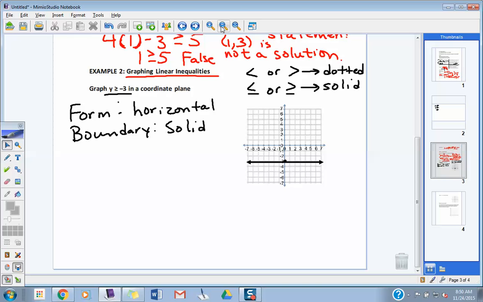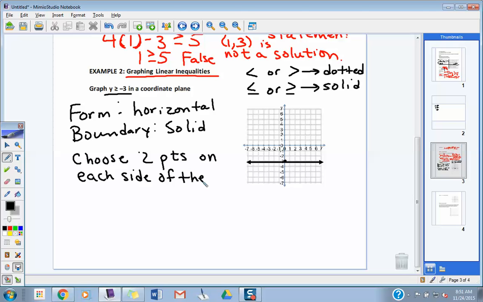Now, we've already explored this and said, hey, we want all the points that are going to make this true. So we know we have to shade one of the half planes. I have a half plane above the boundary line and a half plane below the boundary line. Guys, the question becomes this: how do you determine which way to shade? And this is what your third step for solving these should be. I like to choose 2 points, just to confirm this. Choose 2 points on each side of the line. When I say each side of the line, I mean don't pick a point on the boundary line.